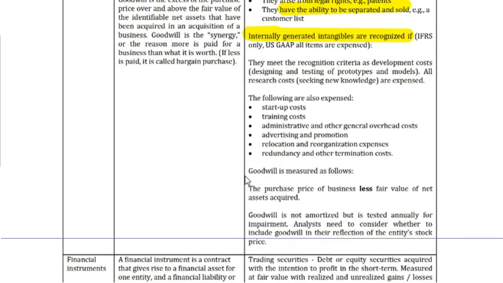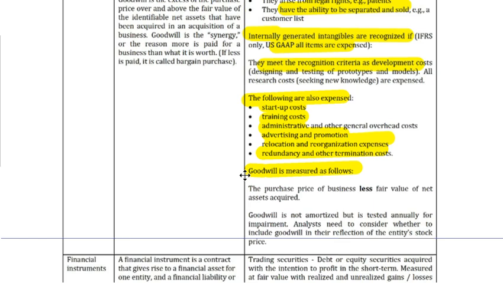And when would that happen in terms of IFRS and US GAAP? They meet the recognition as development costs. All research costs are expensed. What else gets expensed? Startup costs, training costs, admin costs, advertising and promotion, relocation and reorganization expenses, and any other kind of redundancy and termination costs. Those would be expensed immediately.